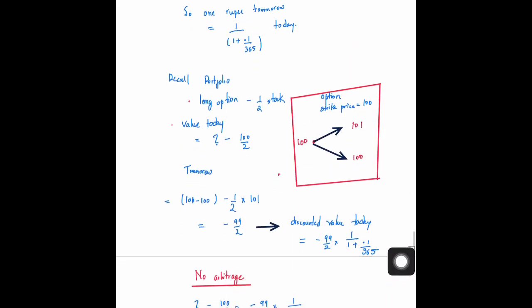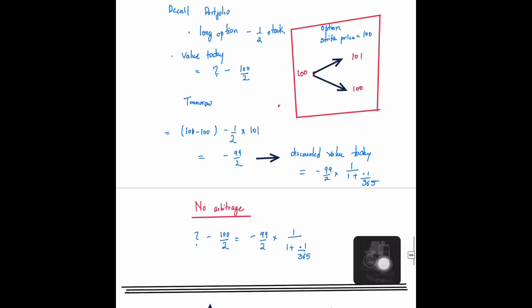remember the following. The portfolio we had, the value of the portfolio today is the value of the option minus 100 by 2, and tomorrow the value of the portfolio is given by this, how we have discounted it such that there is no risk, whether the stock moves up or down. The value of the portfolio was minus 99 by 2. So the discounted value of the portfolio today is minus 99 by 2 times 1 divided by 1 plus 0.1365.